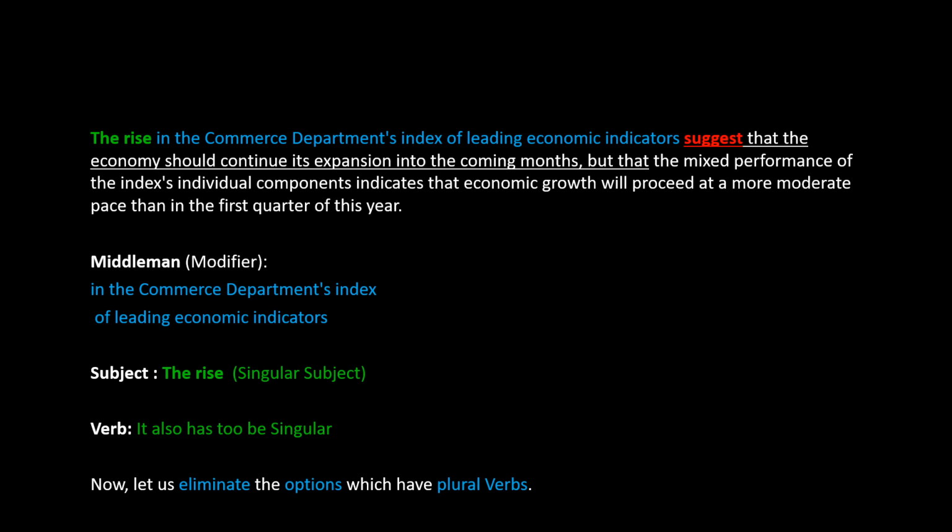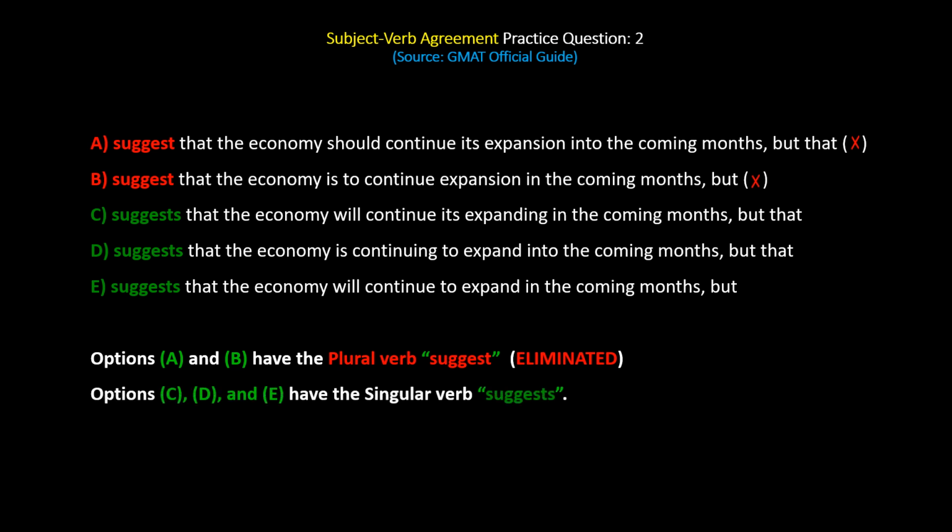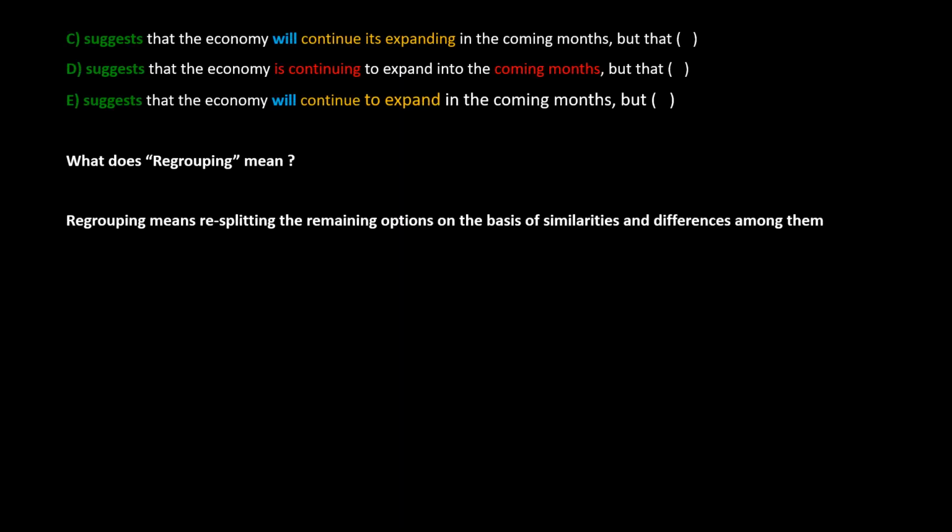Now we need to regroup these three options. What does regrouping mean? Regrouping means resplitting the remaining options on the basis of similarities and differences among them. The way we have grouped 5 options, in the same way we regroup or resplit the remaining 3 options. We could regroup the options.